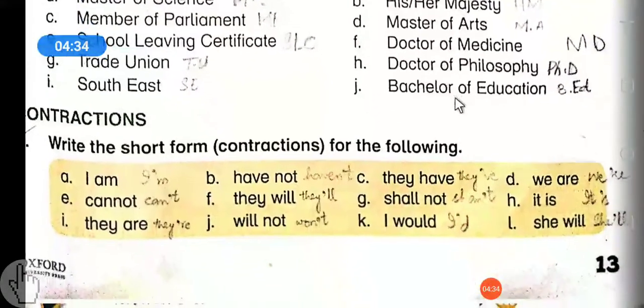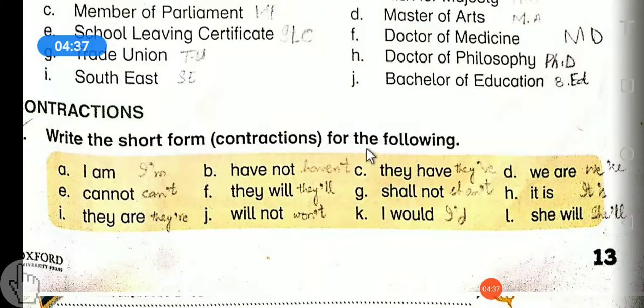Next is contractions. Write the short form contractions for the following. I am, with the short form I'm. Have not, with the contraction we can call it haven't. They have, in contraction we can say they've. We are, with the contraction we can say we're. Cannot, we can say can't.